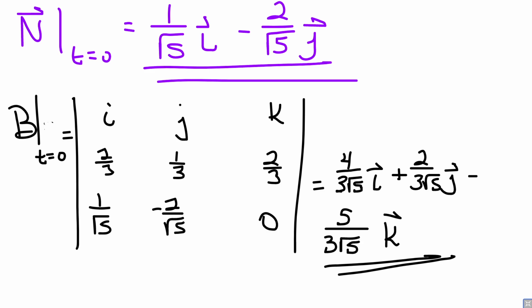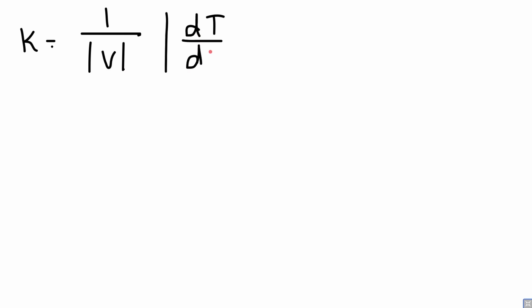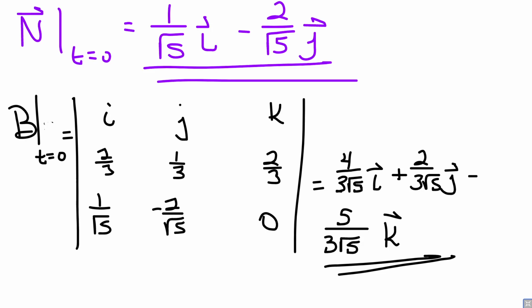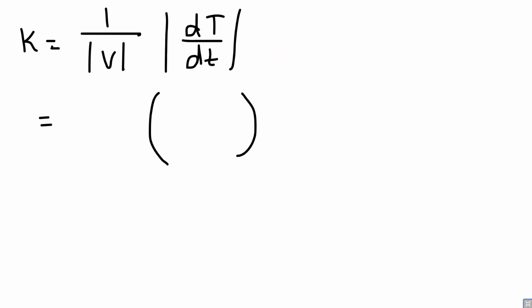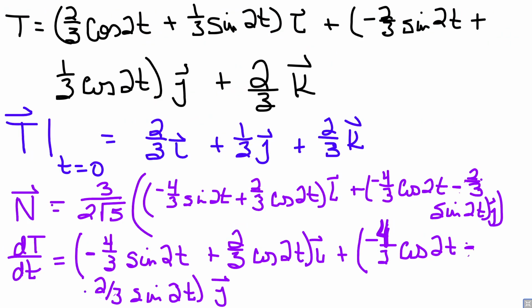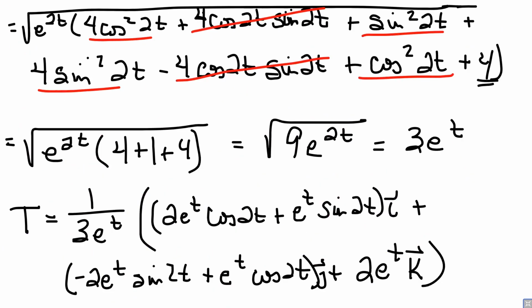Okay, so the last thing I'm going to find of this problem is kappa, which is the curvature. So it's going to be 1 over the magnitude of the velocity times the magnitude of the derivative of the unit tangent. The magnitude of the derivative of the unit tangent we found happens to be 2 square root of 5 over 3. For the magnitude of the velocity, let's see here, where do we find that?